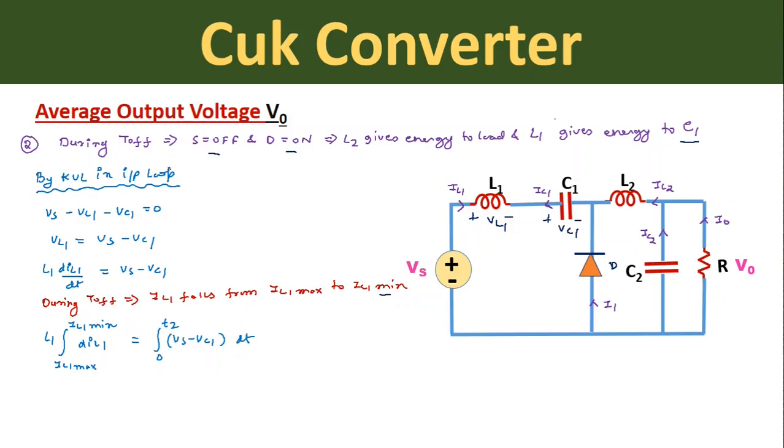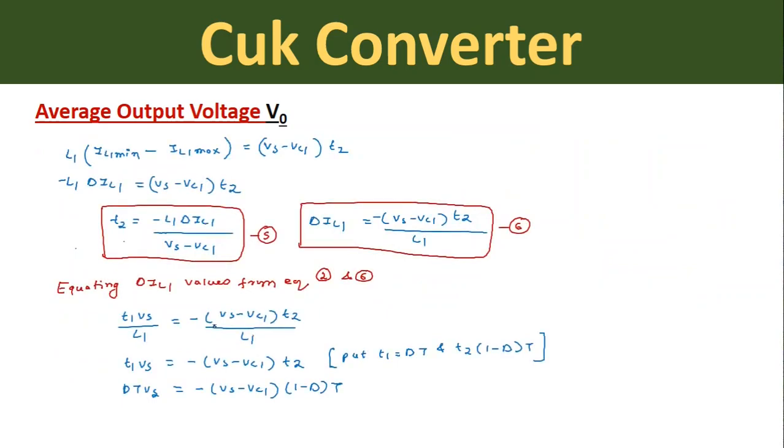We are taking the off period of the switch. So, we are taking off period is equal to T2 here. So, we will put the limit for dt 0 to T2. Again, after integrating and putting the limits, we will get this type of equation: L1 into IL1 minimum minus IL1 maximum is equal to Vs minus Vc1 into T2. IL1 maximum minus IL1 minimum is equal to del IL1. But here the limit has changed, therefore IL1 minimum minus IL1 maximum will be equal to minus of del IL1.